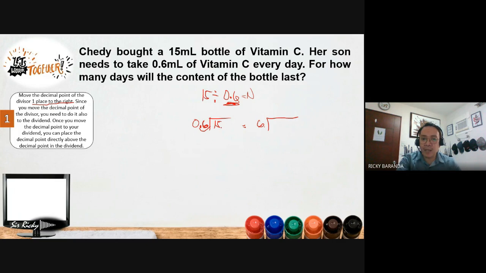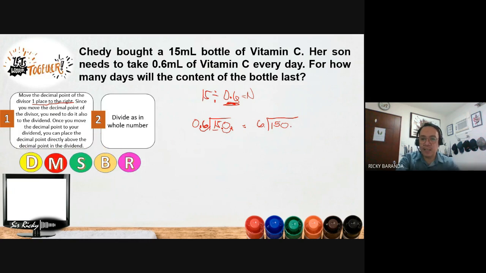Ganon din uli ang gagawin natin, di ba? Kay dividend, nandito din yung decimal point niya. So, i-move din natin, mapupunta dito, then add tayo ng 0 dito. So, magiging siyang 150. Okay. So, this time, kasi minove natin, naglagay tayo ng 0. We can now divide as a whole number using the 5 steps.